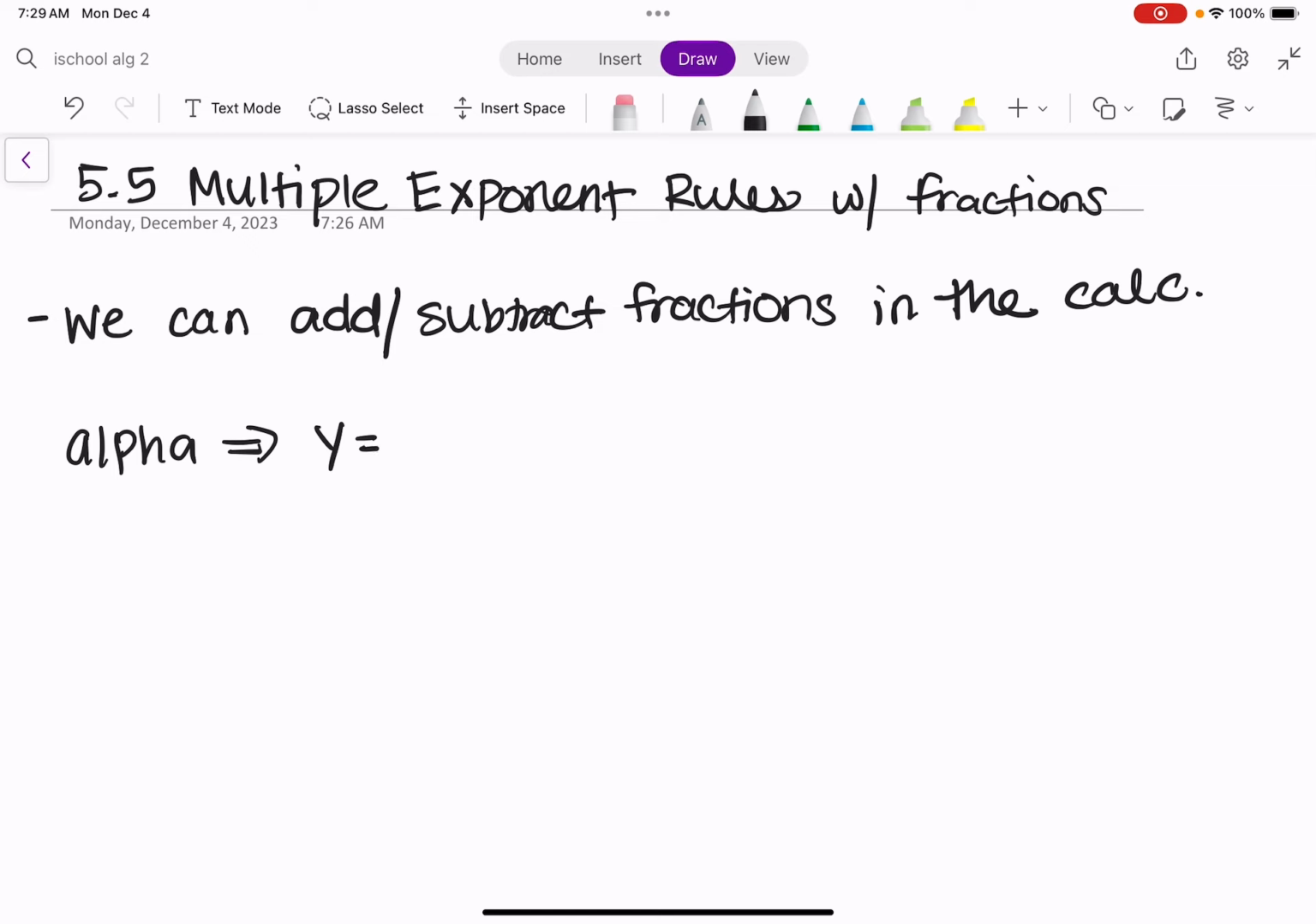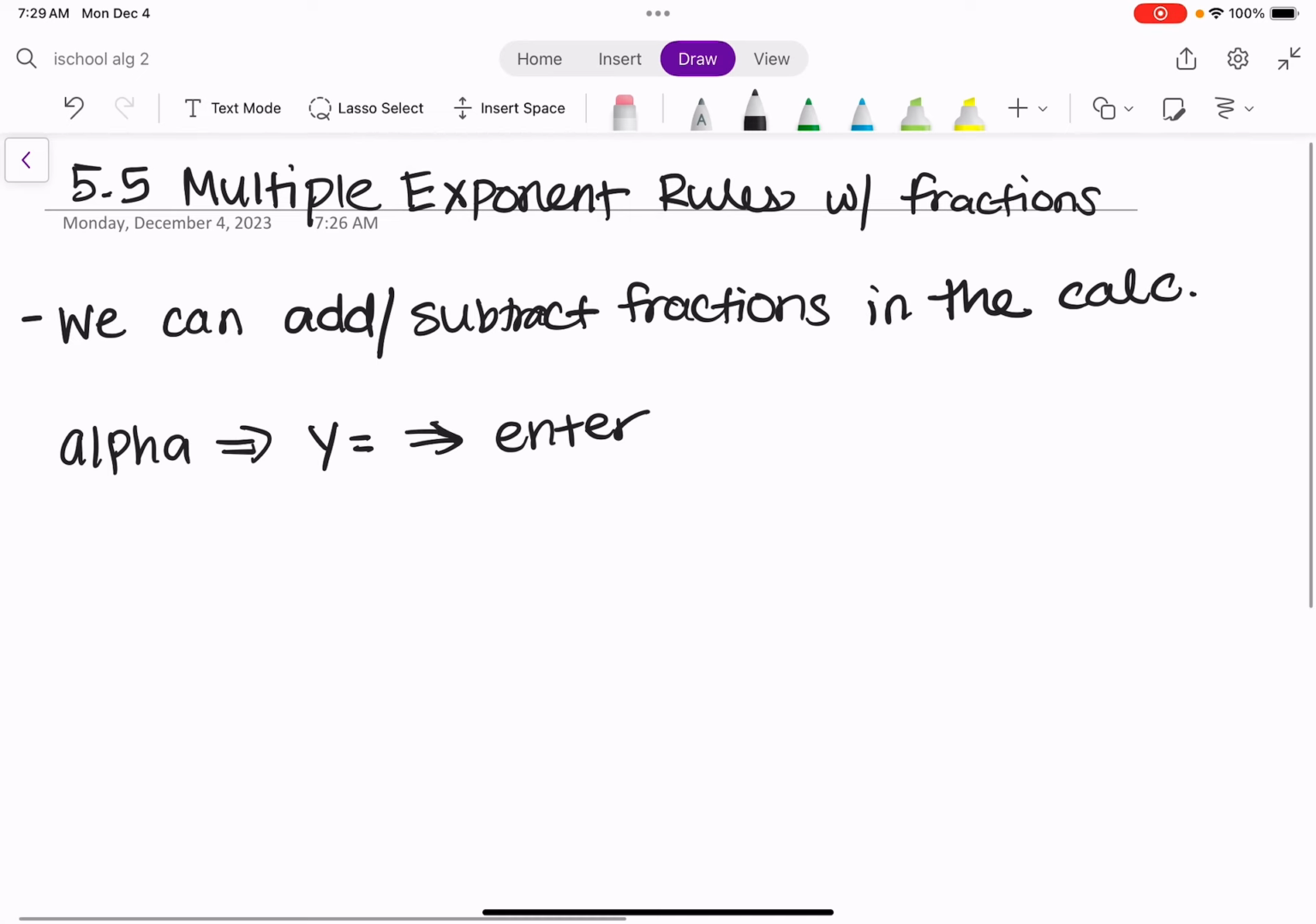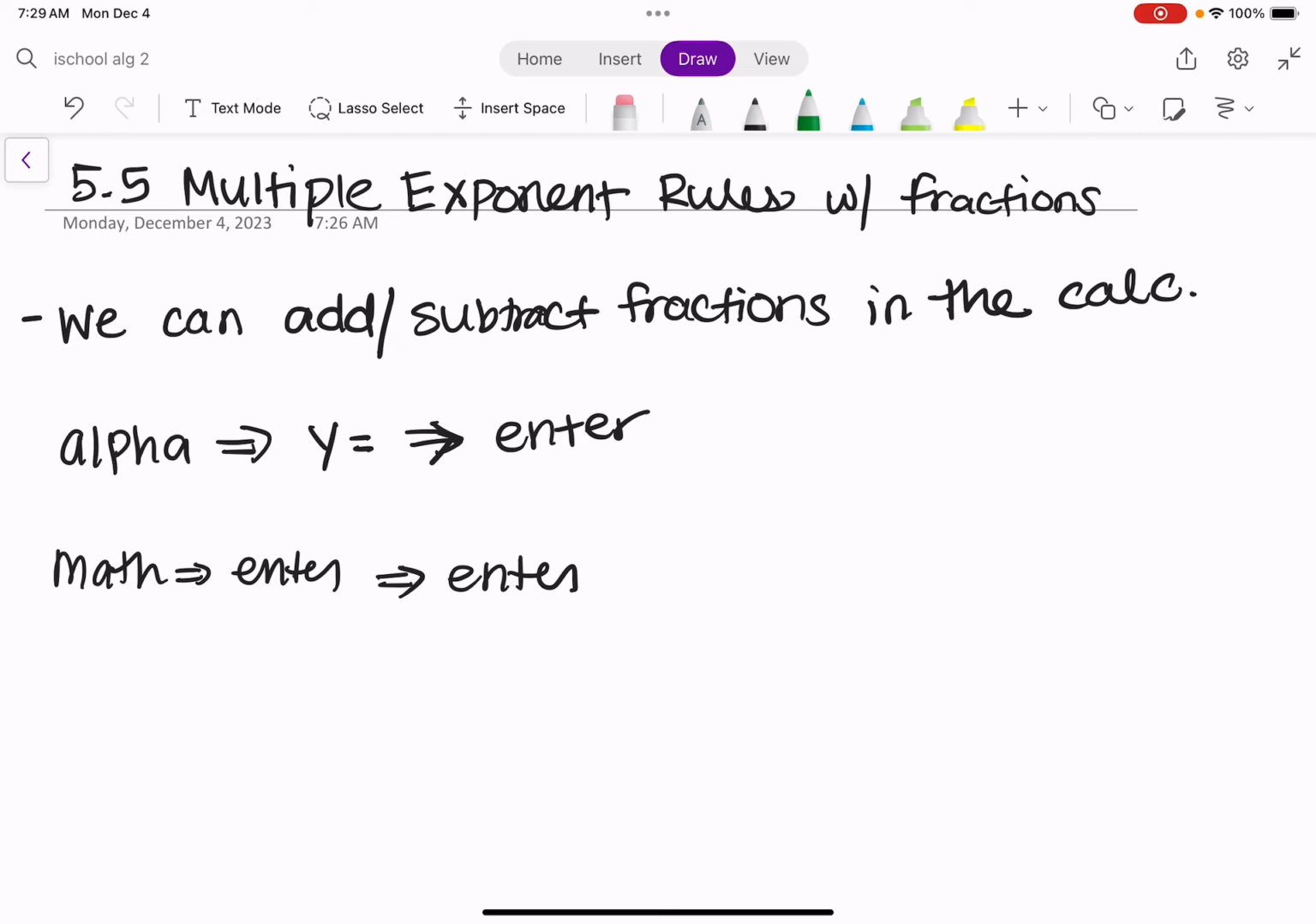Alpha, y equals, enter. So that's how you get the fraction. And then you can just put it in, and then it'll give you the answer. If the answer isn't a decimal, you can always hit math, enter, enter to get it into a fraction. Okay, so I'll just write this here. How to type a fraction. How to change answer into fraction.